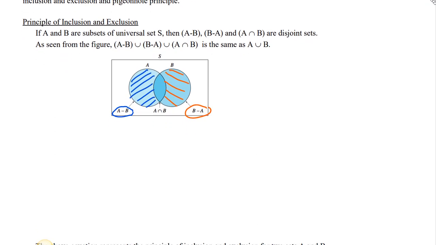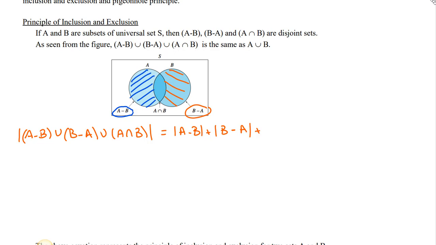For three disjoint sets, the cardinality, the number of elements within the set, is A but not B, union with B but not A, union with the intersection of A and B. The number of elements is just the number of elements of A but not B, plus the number of elements of B but not A, plus the intersection. So now we have to solve for two finite sets, A and B.